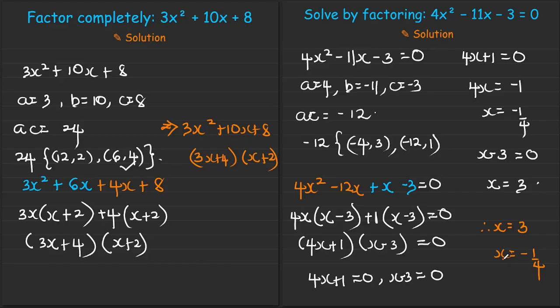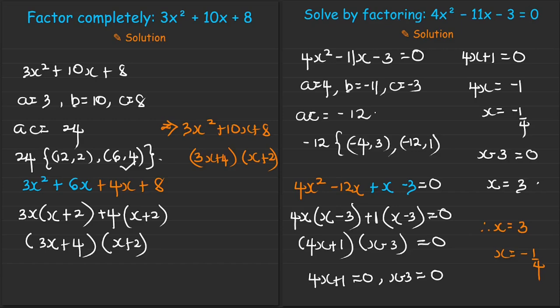Take note that for all that we've done, if you are factorizing, you don't need to equate anything to 0 because it is not even an equation. It is just an expression. But for solving, because of the equal to 0, after factorizing this, you'd equate both brackets to 0. And then you find the value of x.